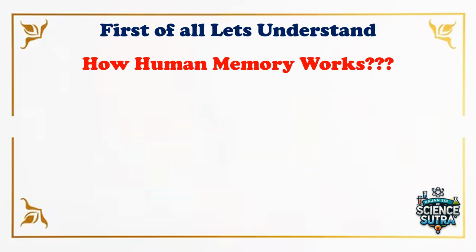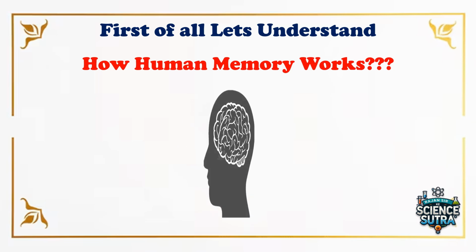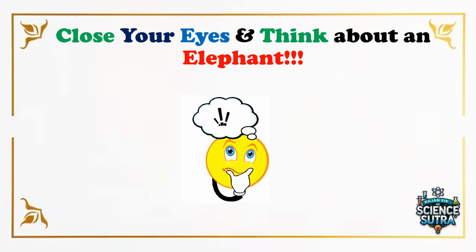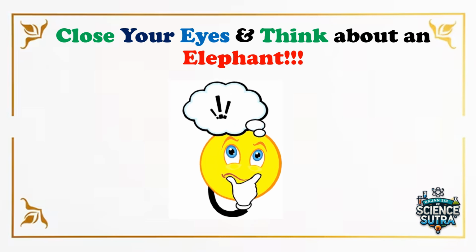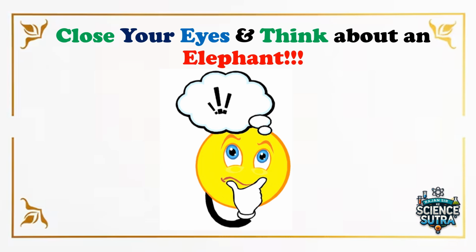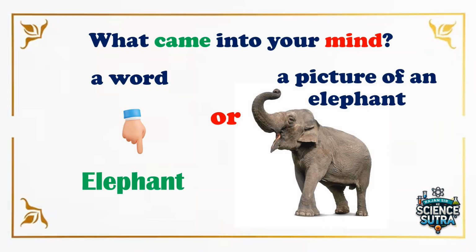Friends, first of all, let us understand how human memory works. For that, close your eyes. Please, all who are watching this video, please close your eyes and think about an elephant. Okay, now open your eyes and what came into your mind? A word, elephant, or a picture of an elephant?